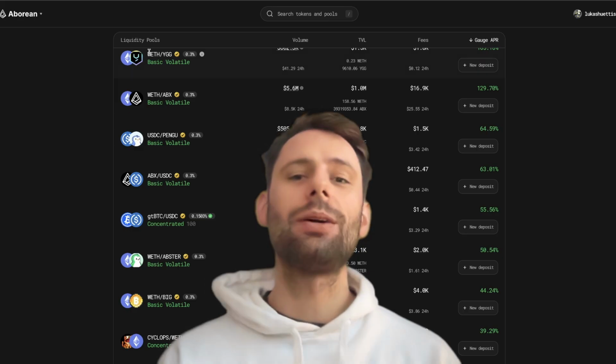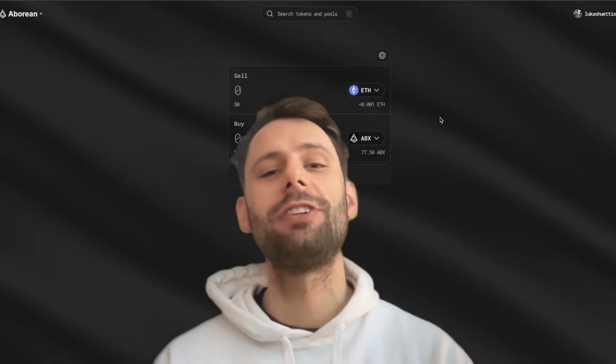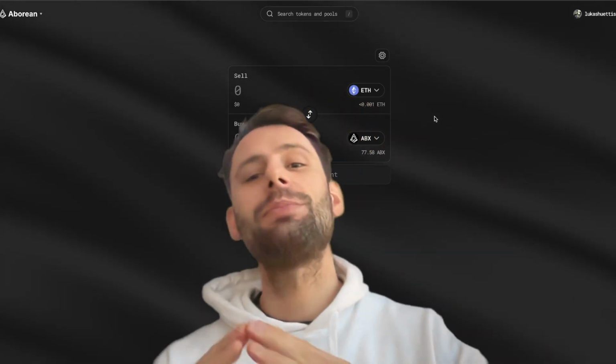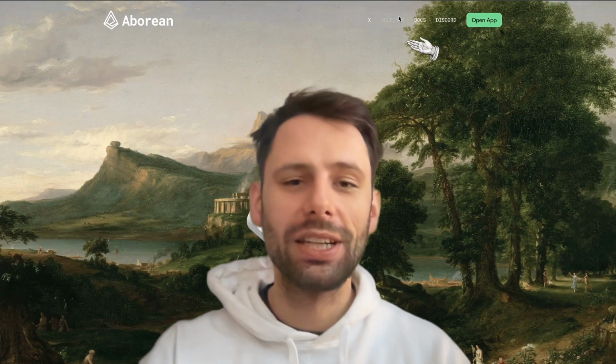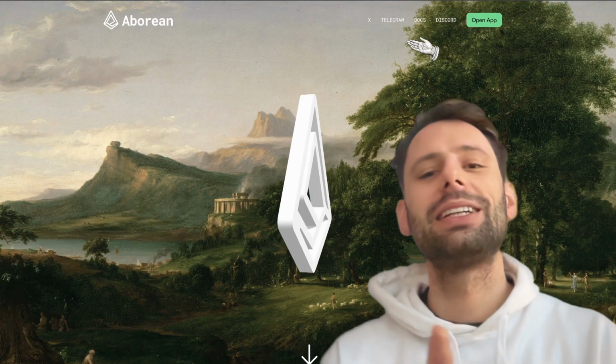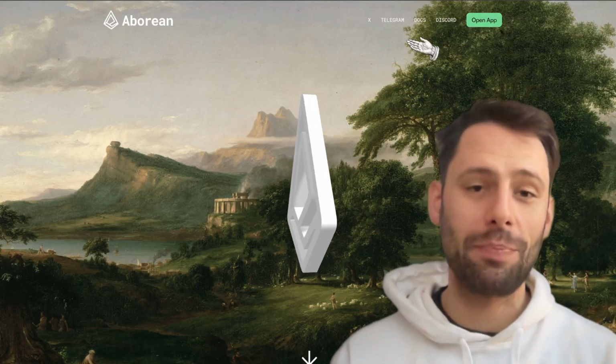To summarize this, Aborean handles swaps through liquidity pools. Liquidity providers earn fees. Staking into gauges unlocks ABX rewards. Locking ABX gives you voting power, and voting directs incentives and emissions. This is the liquidity engine of Abstract. If you want to participate, take it step by step.